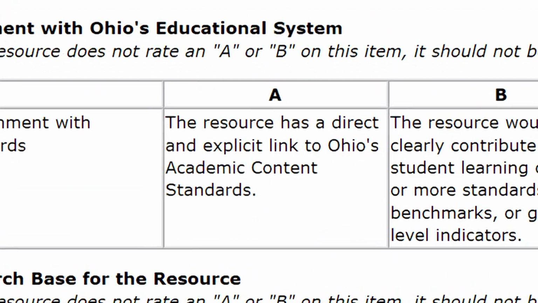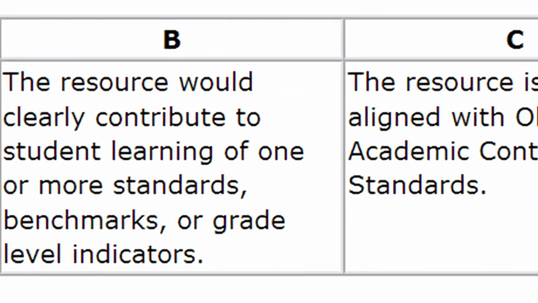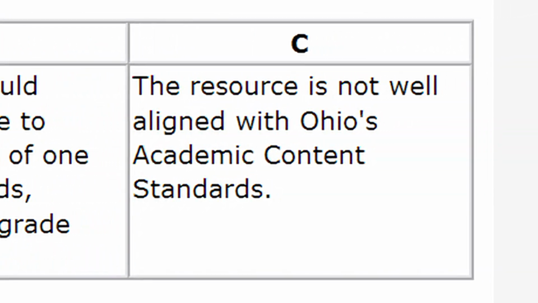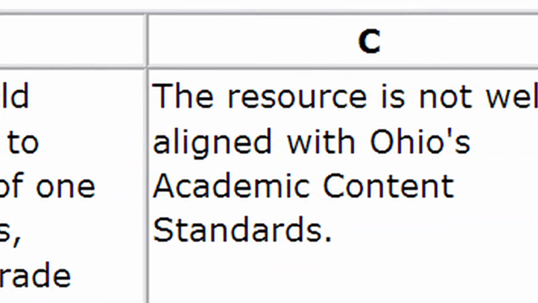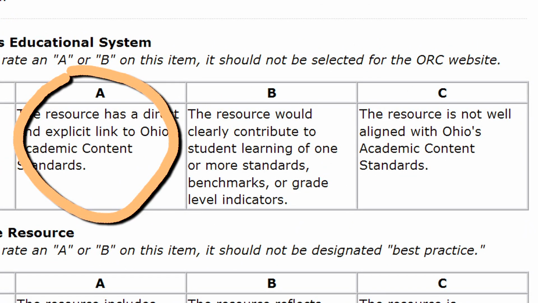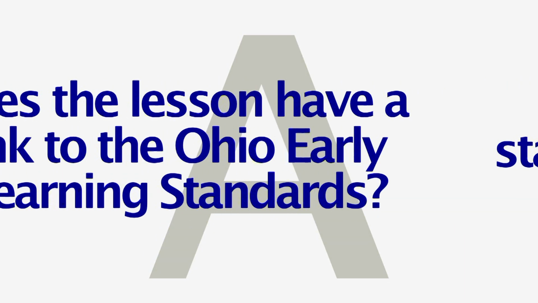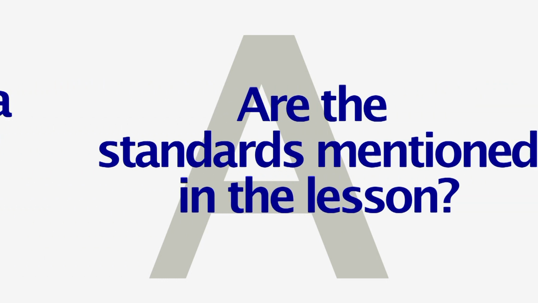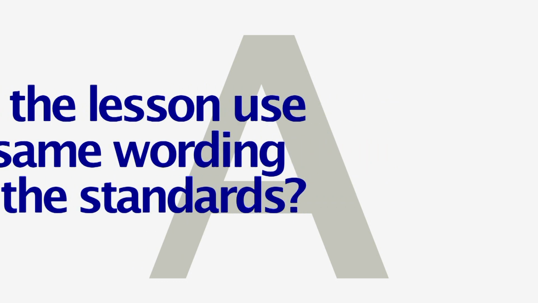There are 3 statements that will help you evaluate how Word Walk addresses the standards. Read the 3 statements and the lesson. Decide whether A, B, or C best describes the lesson, and circle the statement on your copy of the rubric. Would you choose A? Ask yourself, does the lesson have a direct and explicit link to the Ohio Early Learning Content Standards? Are the standards mentioned anywhere in the lesson? Does the lesson use some of the same wording as in the standards?